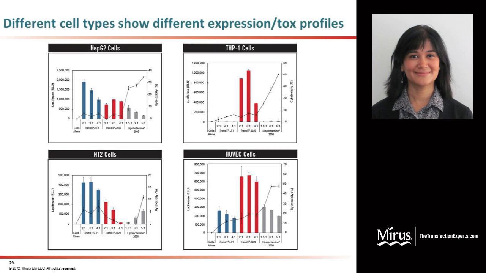Furthermore, it is seen that different cell types show different expression toxicity profiles than, say, HeLa cells. Here are a few examples of HepG2 cells, THP1 cells, T2 cells, and HUVEC cells. As you can see here, you do get a good balance of expression versus toxicity, measured here in terms of luciferase expression versus LDH release, with either Transit LT1 or Transit 2020 in most cases. With lipofectamine 2000, you can get moderate levels of expression, but the toxicity levels as measured via the LDH assays are exceedingly high. So this further emphasizes the point that it is very, very critical to choose the right transfection reagent for your particular cell type.